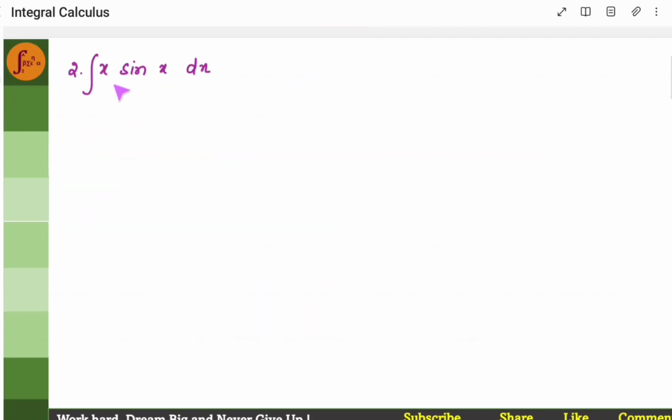Now, let's take another example. Let's find integral of x into sine x. So, again, what is the order? What is the LATE rule? First should be algebraic and we have sine x, which is trigonometric. So, algebraic should be first function. So, let this be first function and this be second function.